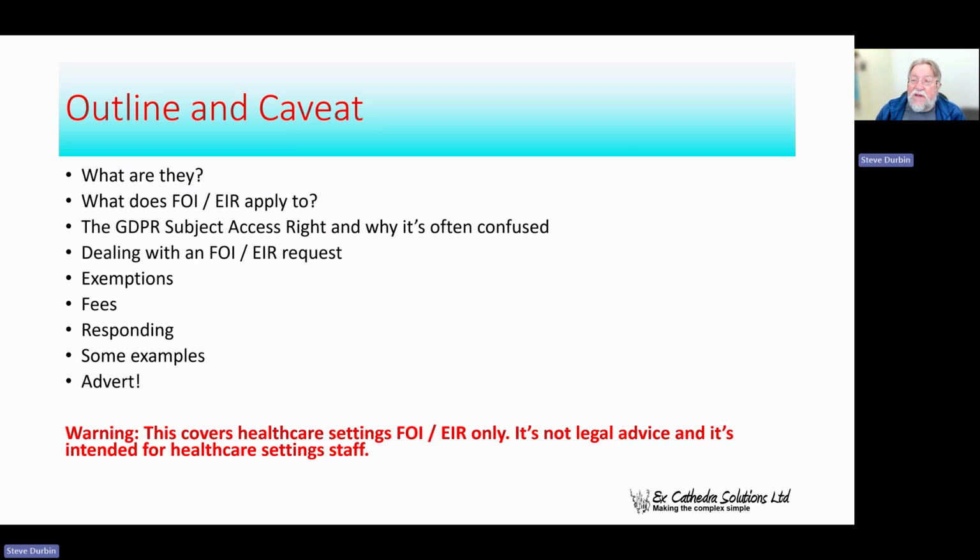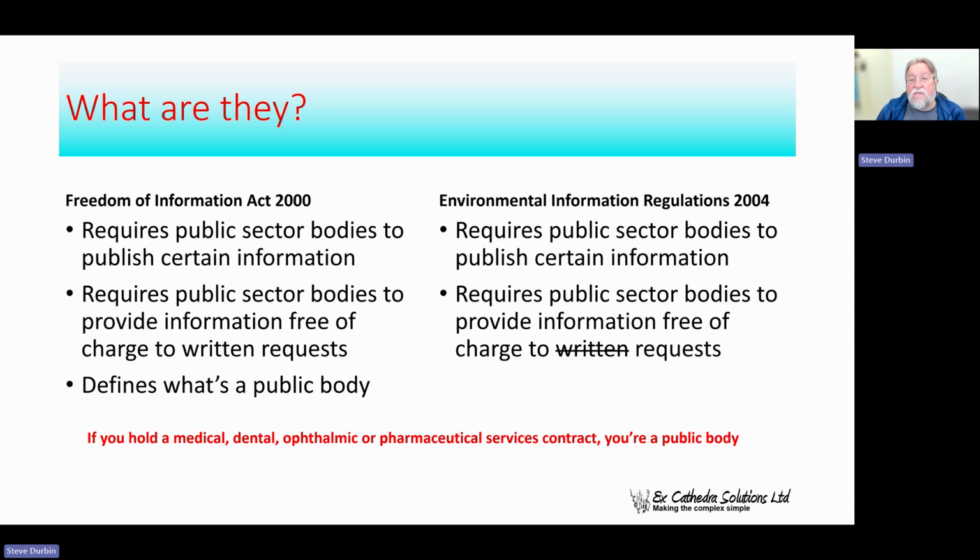So what are these laws? Well, they were both brought out quite a long time ago now, and they haven't really changed an awful lot in the interim years. But the Freedom of Information Act 2000 requires that public sector bodies publish certain information. It also requires that you provide it free of charge, and it defines what is a public body.